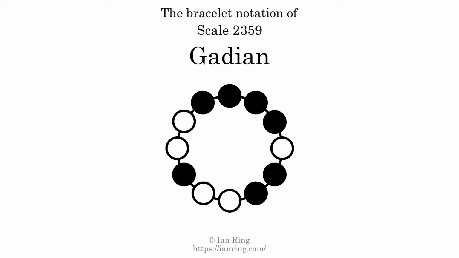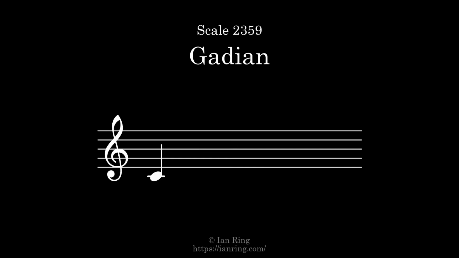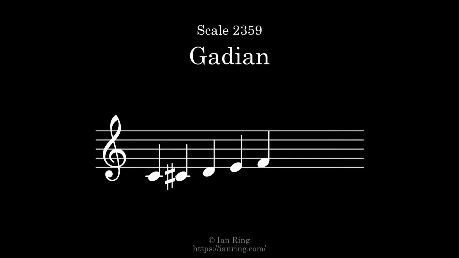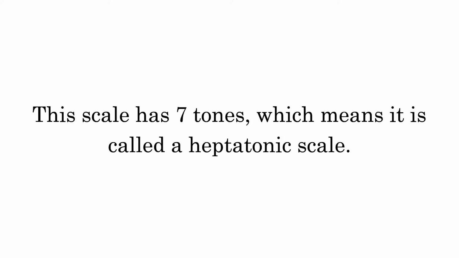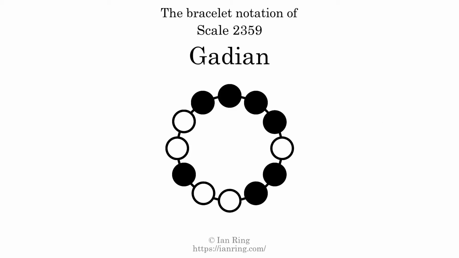2359, Gadian, which sounds like this. This scale has 7 tones, which means it is called a heptatonic scale. This is a bracelet notation diagram of scale 2359. The shaded circles represent tones that appear in the scale, and they are read clockwise, starting at the top.